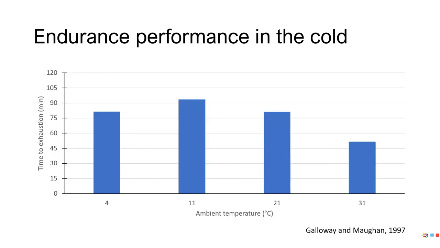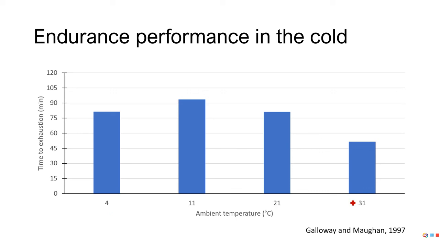So this is a figure that's recreated from an important study that was done nearly 25 years ago, which is a little nuts, by Galloway and Maughan. What they did is they had subjects complete 4 exercise bouts in different temperatures, and basically they rode at a consistent workload until they couldn't go anymore. Okay, and so all of these lasted for about an hour or an hour and a half. And they were 4 degrees Celsius, which is about 40 degrees, 11 degrees Celsius, which is a little above 50, 21 degrees, which is like 69, 70, and then 31 degrees, which is a little bit warmer than that.